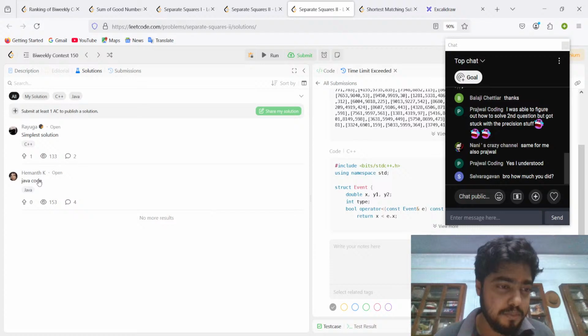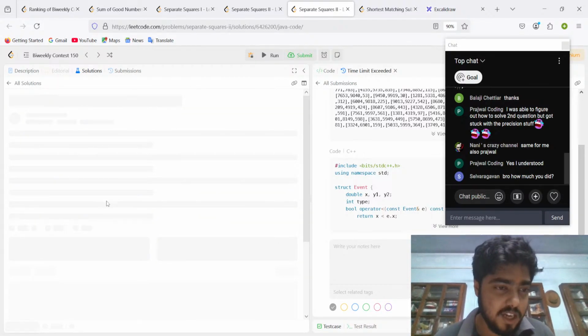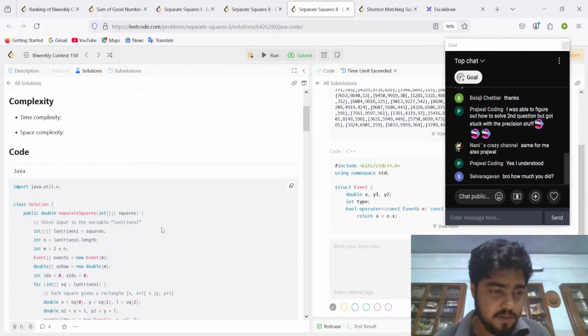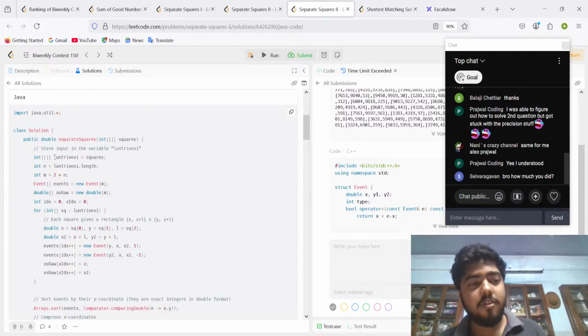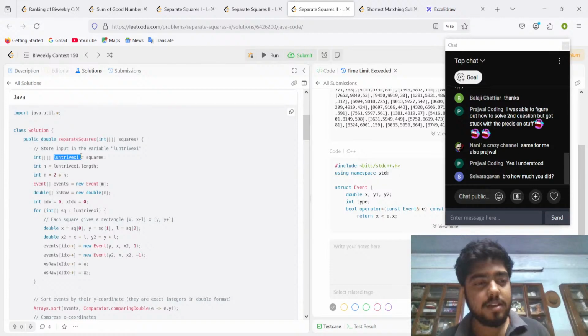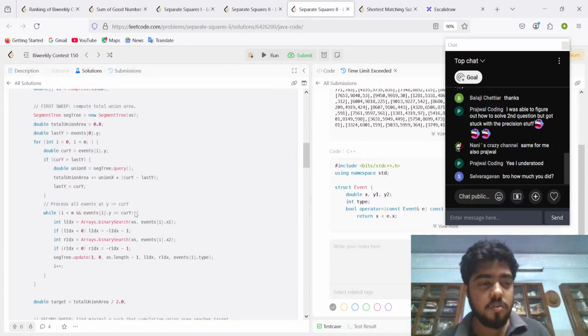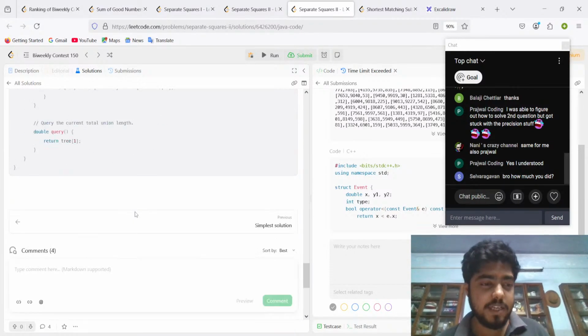Is there any proper solution for this? I think the Java one is good. See, whenever you find that there is some variable named something very unique, you know one thing: it is generated by ChatGPT. Okay.